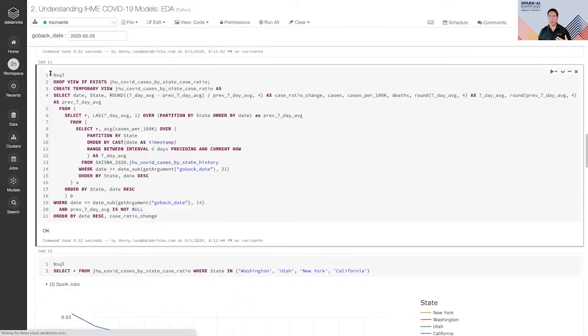Now, what is case ratio? If you take a look at the SQL here that I've written, it basically is doing a 7-day average for each day. And we want to see what the 7-day average for one day is versus the 7-day average for the previous day, and do a comparison between the two. Over time, you're hoping that the current day's 7-day average is less than the previous day's 7-day average. Okay, so let's take a look.